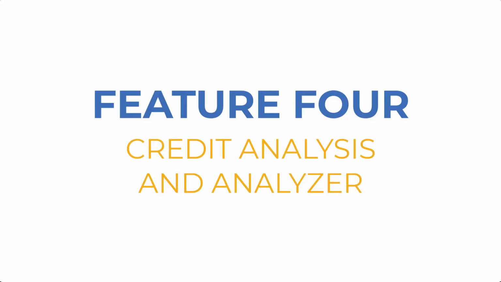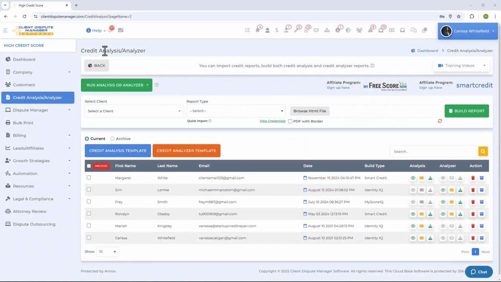Our fourth feature is the Credit Analysis and Analyzer. This will save you time by simplifying credit report audits and deliver actionable insights of your customer's credit report quickly and efficiently. You can also send these reports to your customers to get them prepared for your interview with them about their credit report. In the software, you can find the Credit Analysis and Analyzer feature from the main menu. Just click on Credit Analysis/Analyzer.